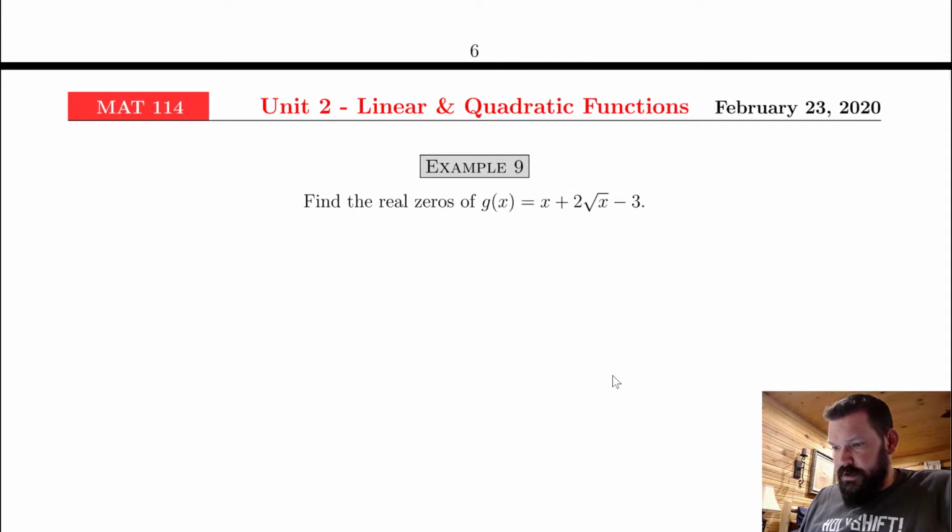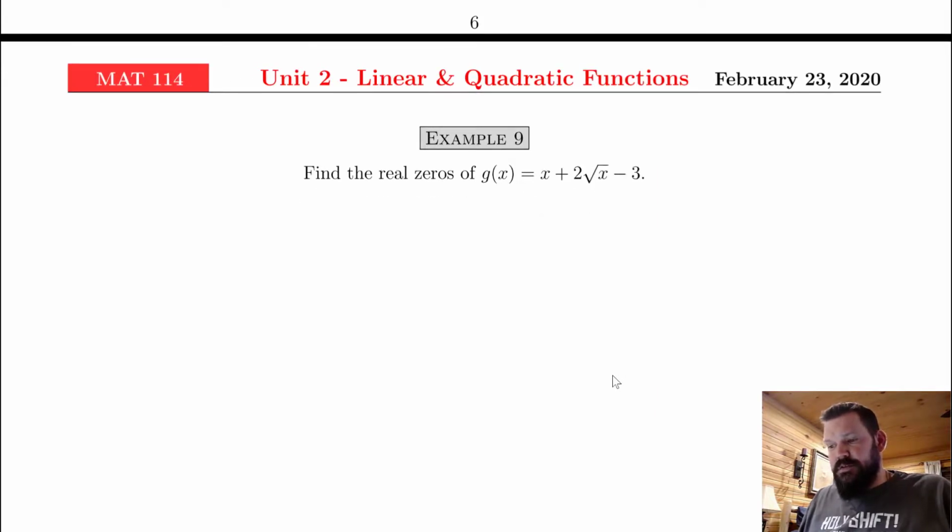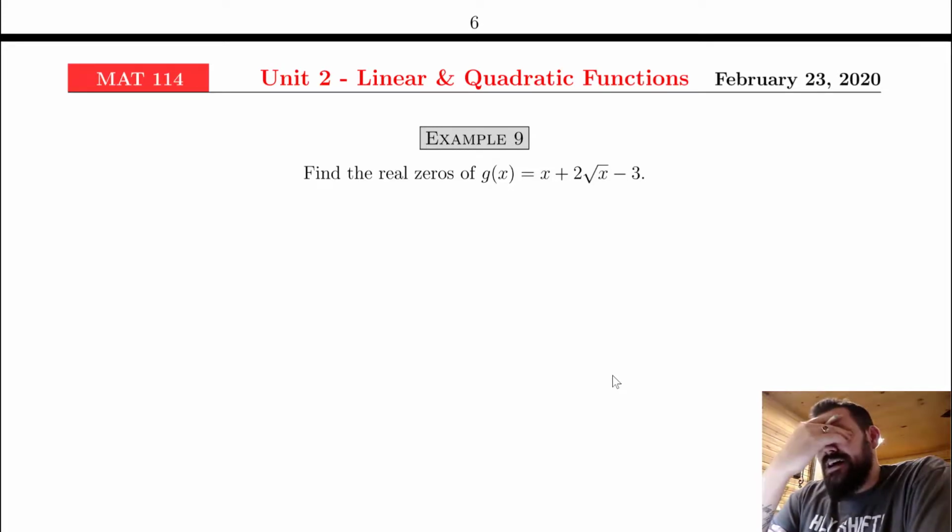And let's see, finally with example 9, it says find the real zeros of g of x equals x plus 2 radical x minus 3. This does not appear to be quadratic.